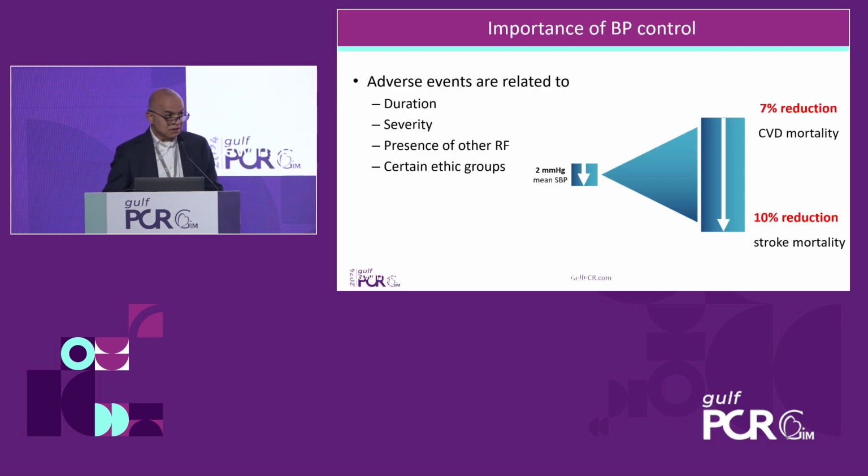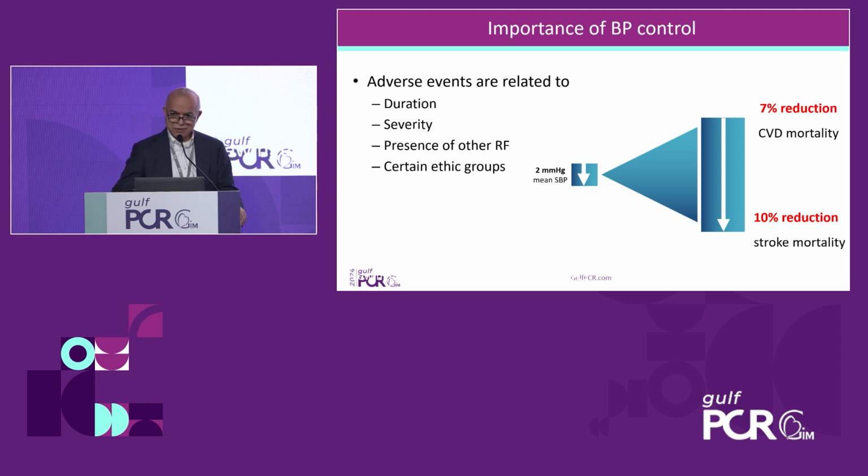Now, Dr. Fajadet mentioned the risk of increasing blood pressure, but don't underestimate that even a minute decrease in blood pressure will translate into a significant saving of lives, whether cardiovascular mortality or stroke mortality. For every 2 millimeters of mercury decrease in blood pressure, you have a 7% reduction in cardiovascular mortality and a 10% reduction in stroke mortality. So don't underestimate even a minute reduction of blood pressure.